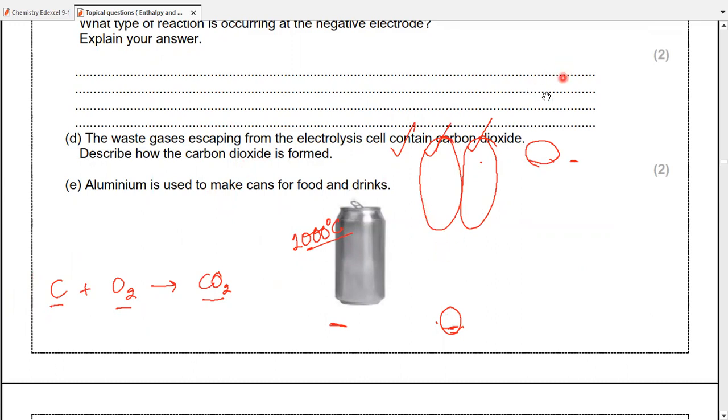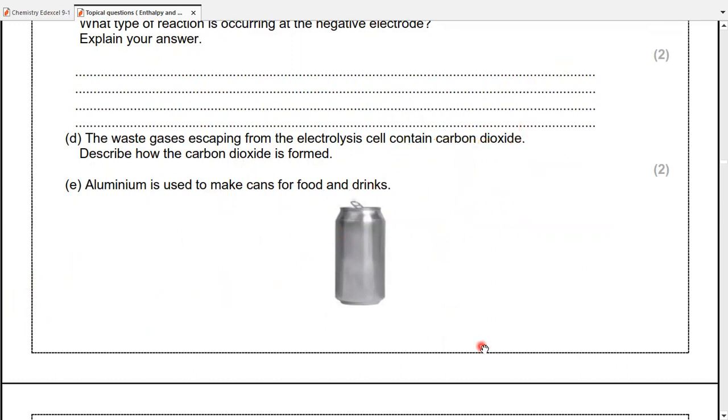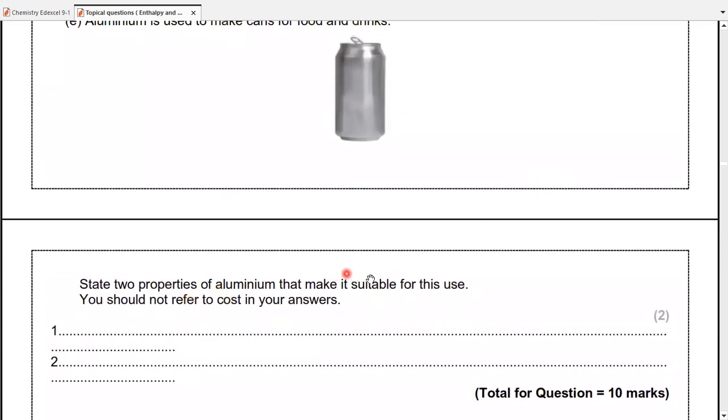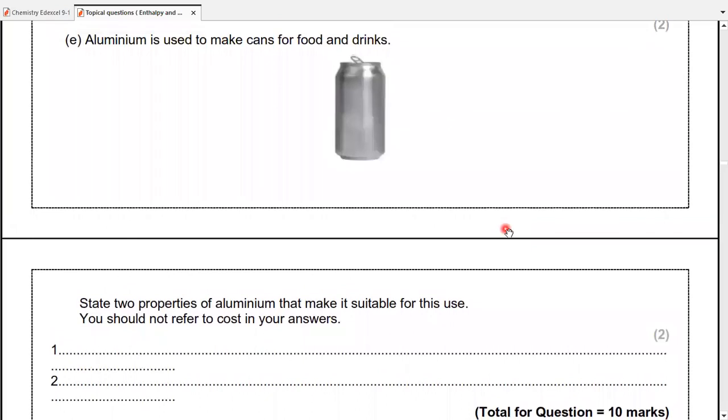Now part E, aluminum is used to make cans for foods and drinks. Now this is something that is directly from the chapter. You should be able to answer this. State two properties of aluminum that make it suitable for this use. You should not refer to cost. This same question was there in my midterm. Yes, it's actually a pretty common question in both Edexcel and Cambridge.